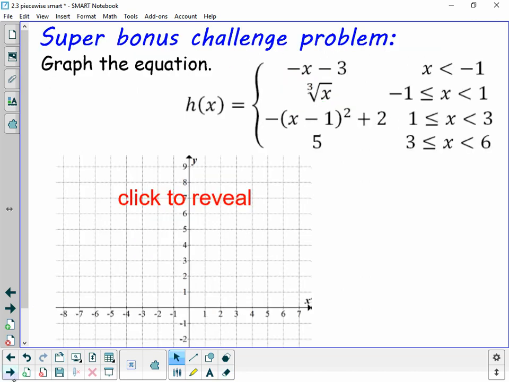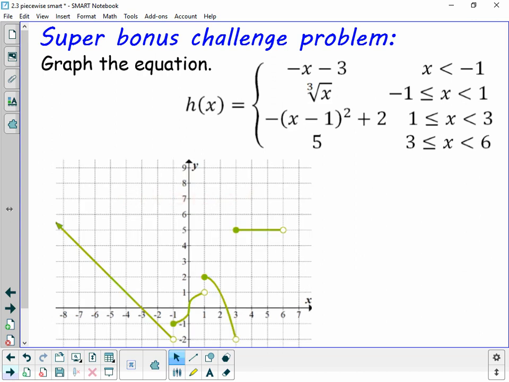Alright, here's the Super Bonus Challenge problem. Pause the video if you want to try it, which you should, because if you do it, it's awesome. So pause the video if you want to do it, and here is the solution.